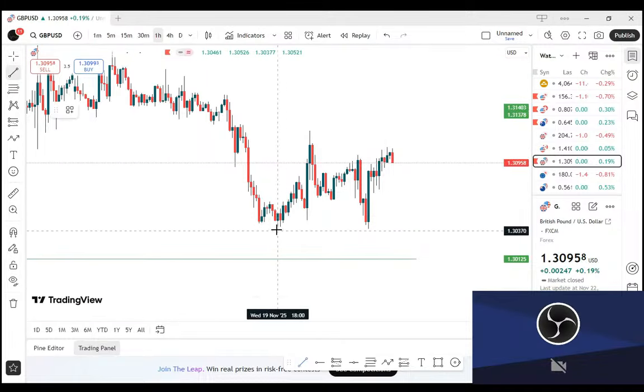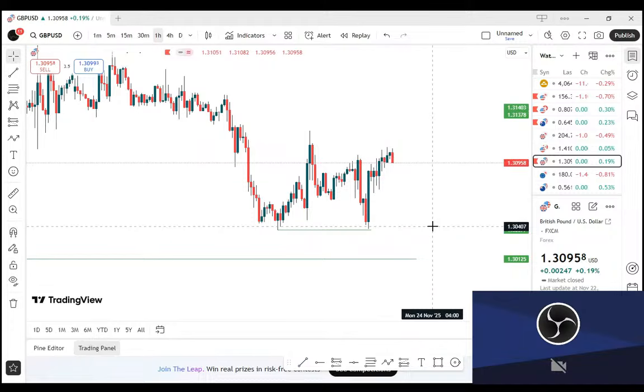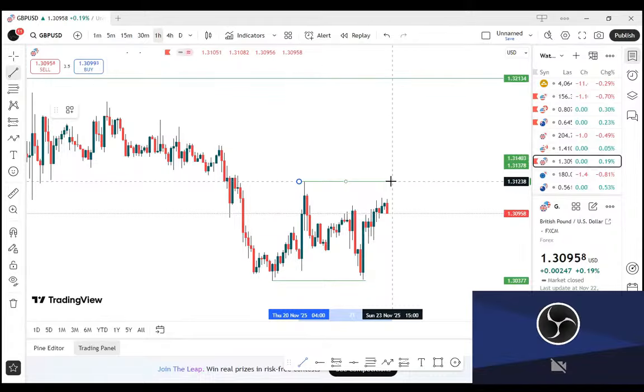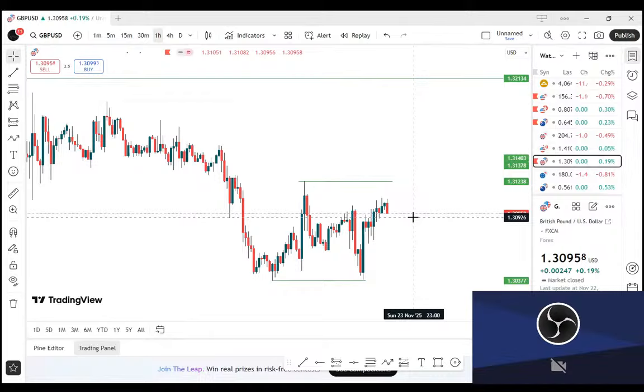Now, the 1 hour time frame gives us this low, which got broken, what got respected, and then moved all the way to this particular high. This is now the highest swing point that price created.